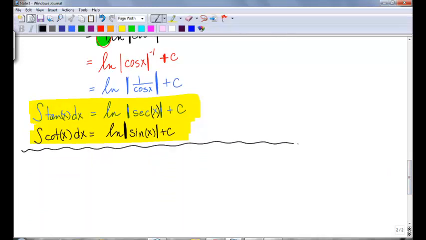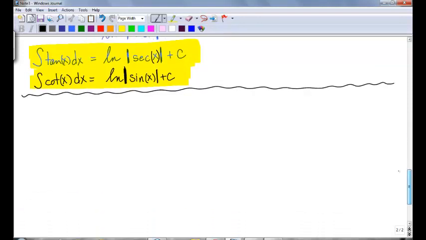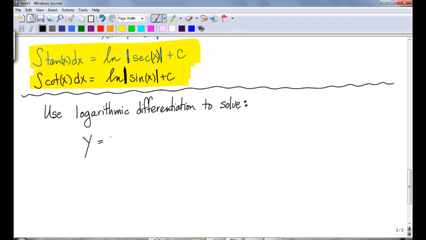Last week we did a logarithmic differentiation problem. Today I'm going to go through another example, to refresh your memory a little bit. Use logarithmic differentiation to solve. The problem is y equals x to the sine x power, where x has to be greater than 0. Basically, when they're saying use logarithmic differentiation, they're asking you to find the first derivative. And remember, when you get done with this, what you've actually found is the slope of the tangent line to that curve.